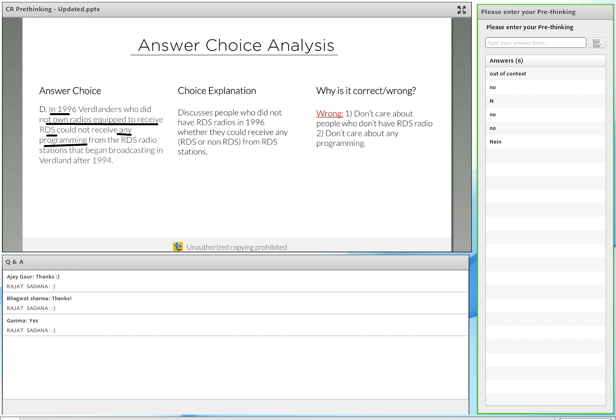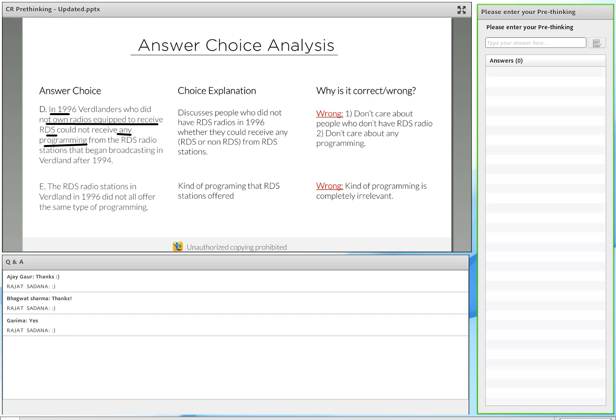So why is it wrong? We don't care about people who don't have any radios. We don't care about any programming. And because of which, this choice is wrong. I mean, it's wrong on many counts. The type of programming is irrelevant to the number of people over here.